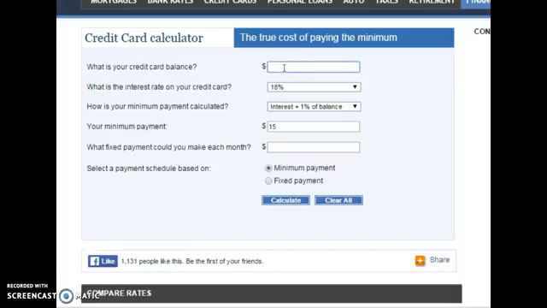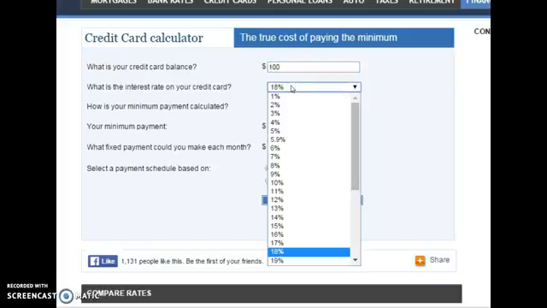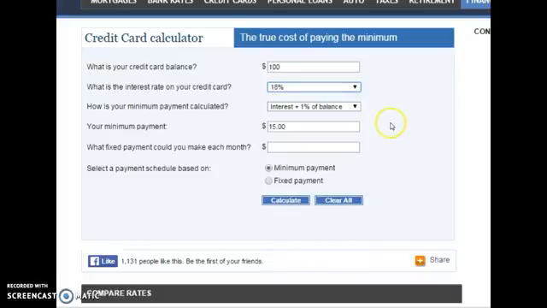You start off with your credit balance. So let's do $100 again. The interest rate on your credit card is defaulted to 18%. That's probably pretty close to realistic. How is your minimum payment calculated? The default here is interest plus 1% of balance, and I'm just going to leave that. Your credit card information would be able to describe to you how your minimum payment is calculated.